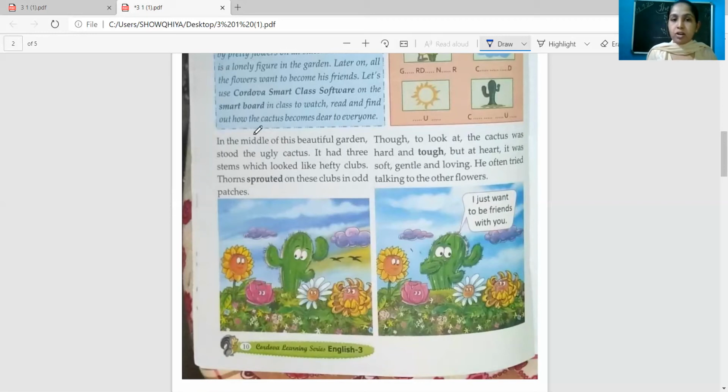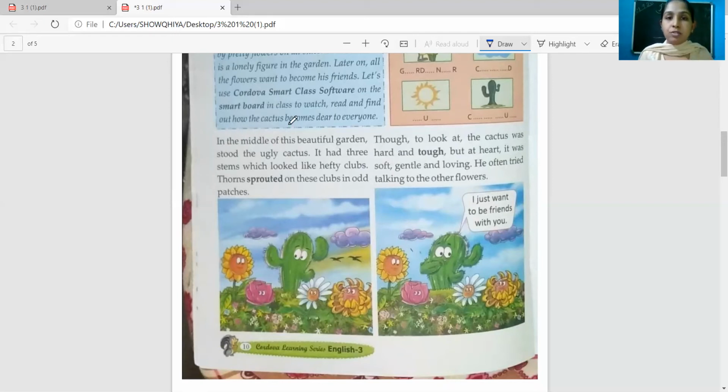In the middle of this beautiful garden stood the ugly cactus. It had three hard and tough stems which looked like hefty clubs. Okay, I'm sorry, we are going in a very wrong way. Let us start from the beginning.